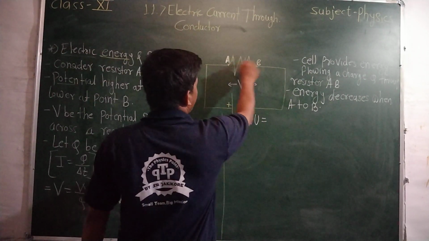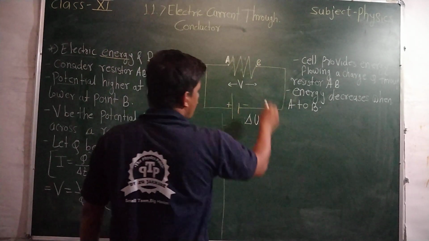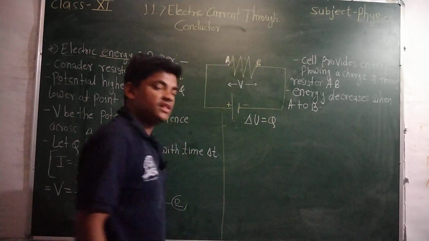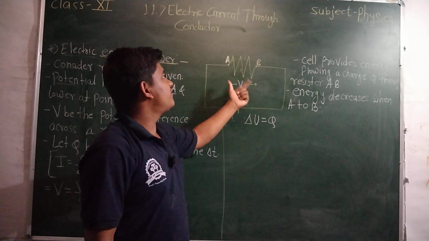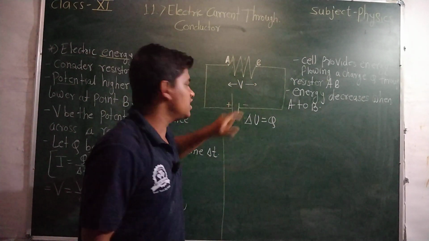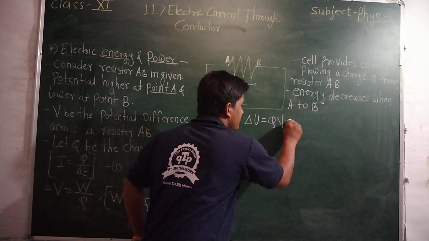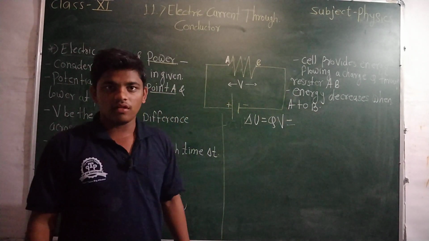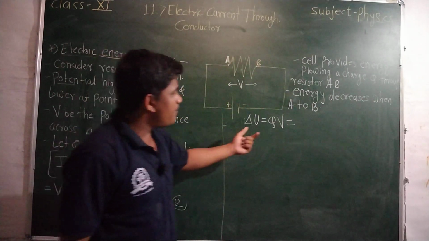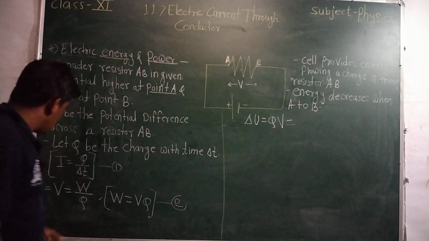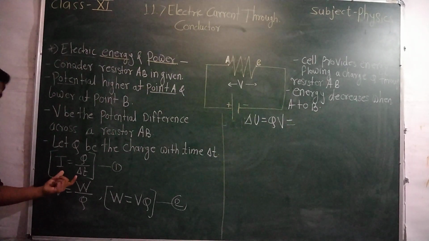The change in energy is through A to B, then charge Q will flow from A to B, and the change in potential is the potential difference, which is V. Then with the same potential, what is Q? Let's come to equation number 1.